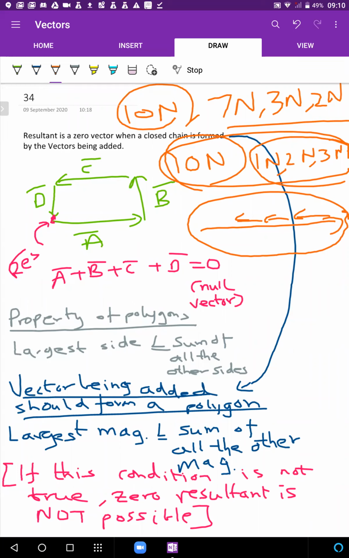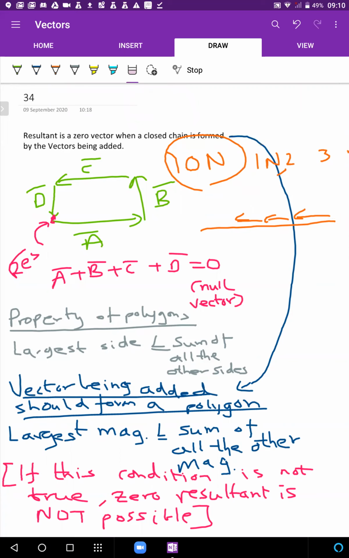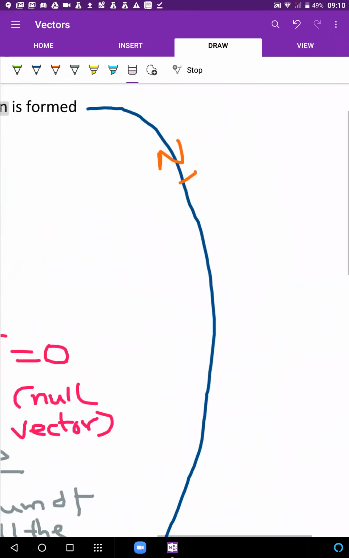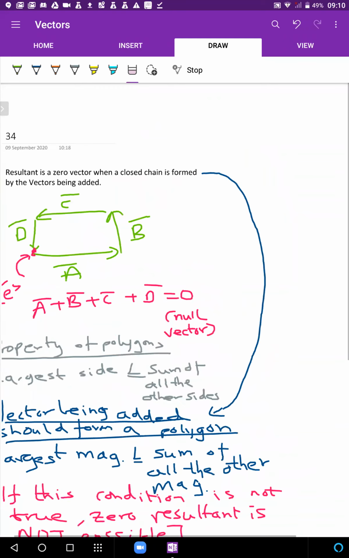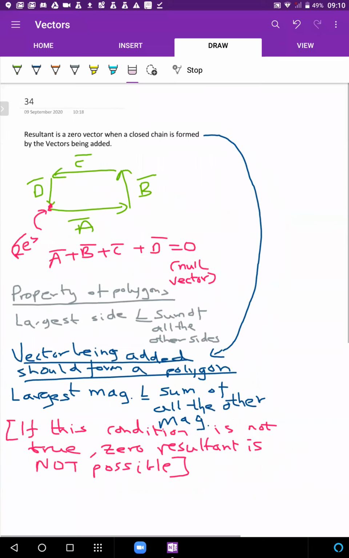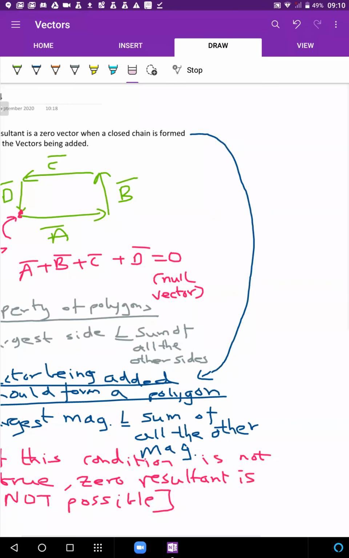Okay, so just copy this and we'll see some examples. Just say everything will fit into your head. As you copy, I'll repeat a few explanations. The idea is, if you can make a polygon from the given vector magnitudes, if you can make a closed polygon, then getting a zero resultant is possible.